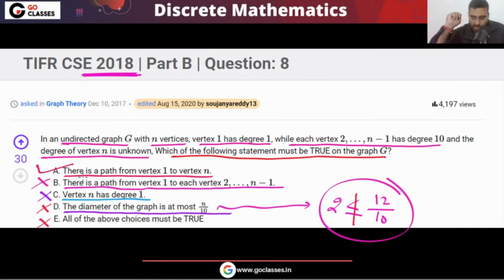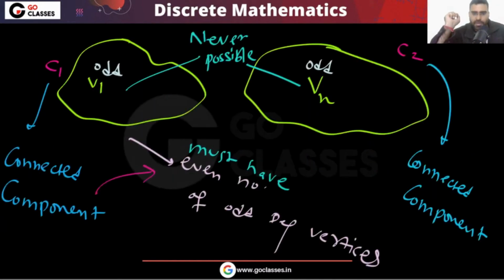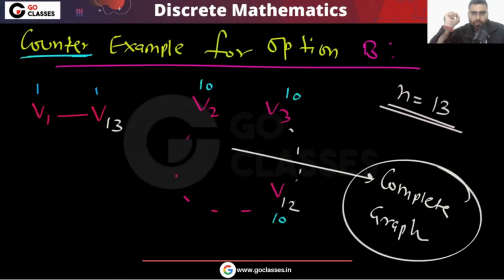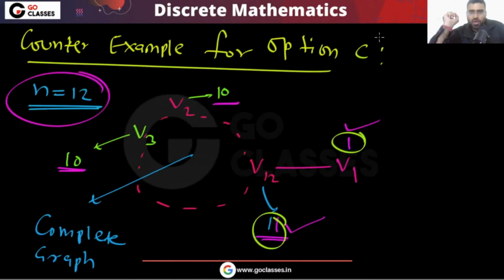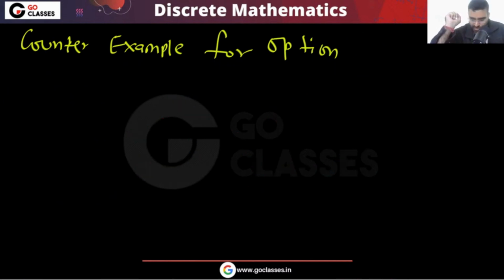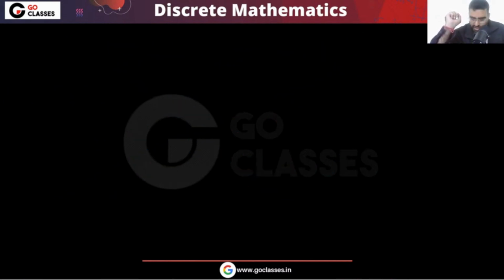So the answer will be only option A. This option A is correct. This is the complete analysis of each option. I have given you the complete analysis of options B, C, and D. Please tell me, is this question clear to you? Very beautiful question, right? Yes or no? In the TIFR exam, a simple, very nice question.